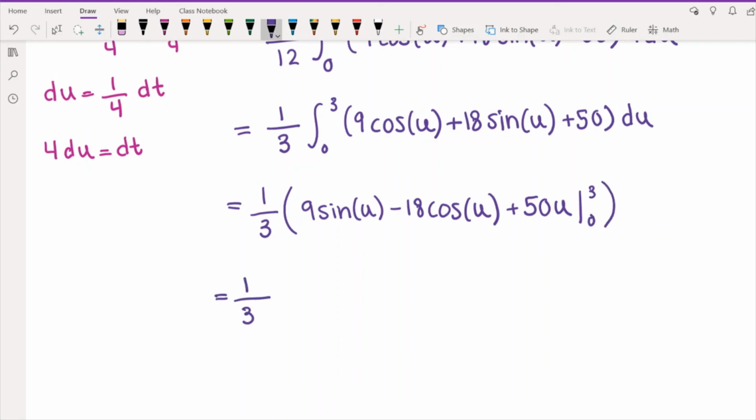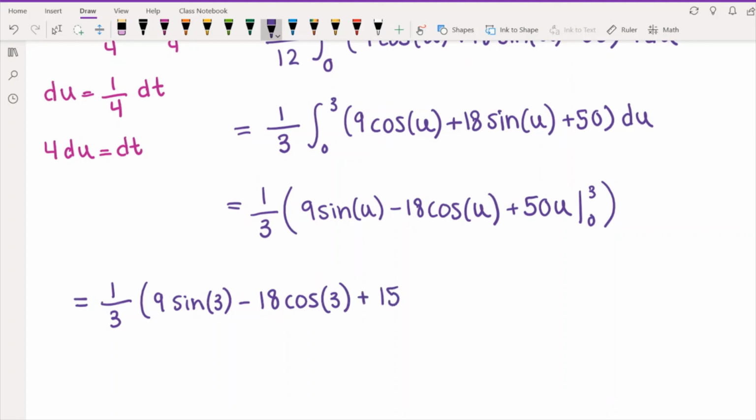So let's write this out. So we're going to have 9 times sine, and actually I'm going to scooch over because I think this might be a big expression. Just want to leave plenty of space. So we have 1/3 times 9 times sine of 3, and that's something we're going to have to type into a calculator, right? Because that's not like a nice angle. Minus 18 times cosine of 3, plus 50 times 3, which is 150.